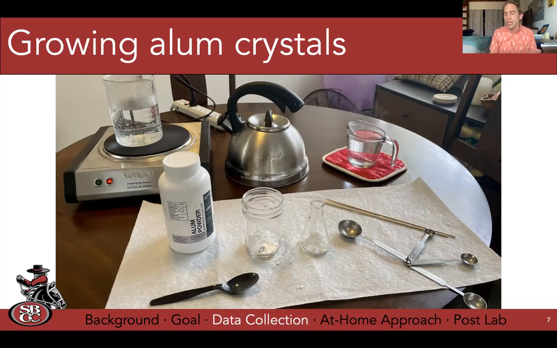Otherwise, what do you think would happen if our solutions are too dilute when they cool down? It wouldn't come out of the solution. That's exactly right. Not a lot of it would come out. That's right. Exactly right, Taylor.